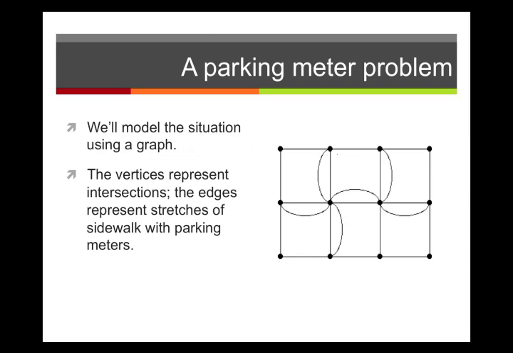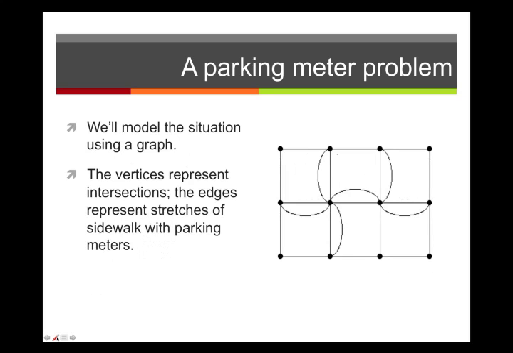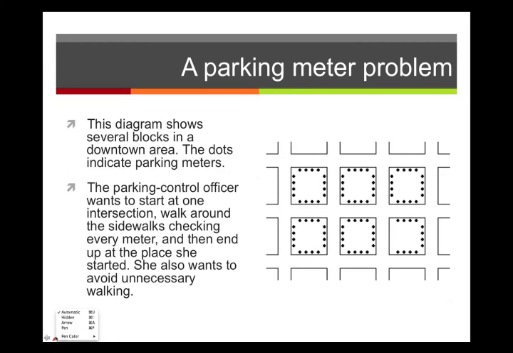Well, here again, we're looking at the same 12 vertices, but now I'm showing you the edges that should be drawn. Remember that the vertices represent intersections, and there were 12 of those. And the edges are showing the sidewalks. Notice that in many cases we've drawn two edges because there are stretches of street which have parking meters on both sides that need to be checked. So for example, right here I've drawn a double edge, and the reason for that is back here, this was a stretch of the street that had parking meters on both sides. So in many cases, I want to draw those double edges.